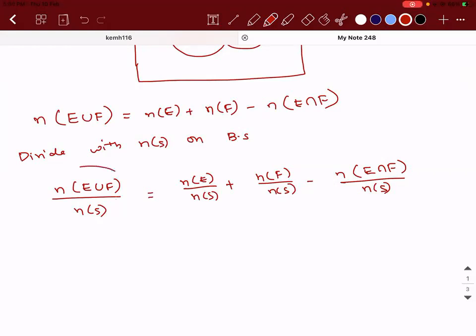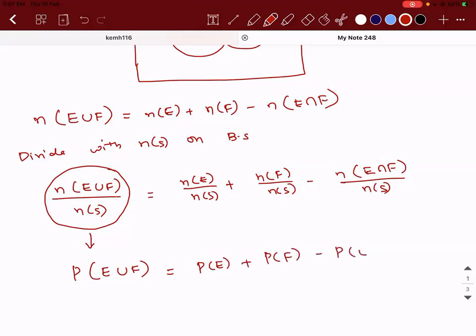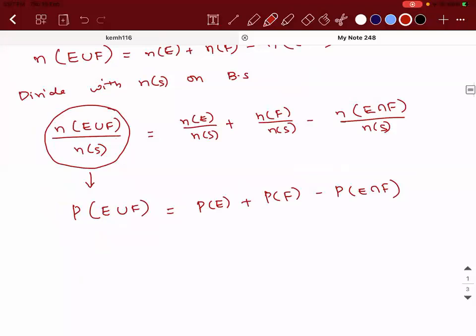So what is the number of elements in E union F divided by n of S called? This will be the probability of the event E union F. This will be equal to the probability of E plus probability of F minus probability of E intersection F. Is this clear?